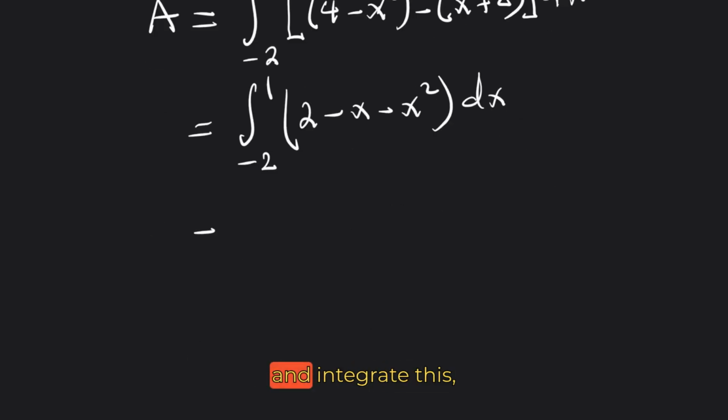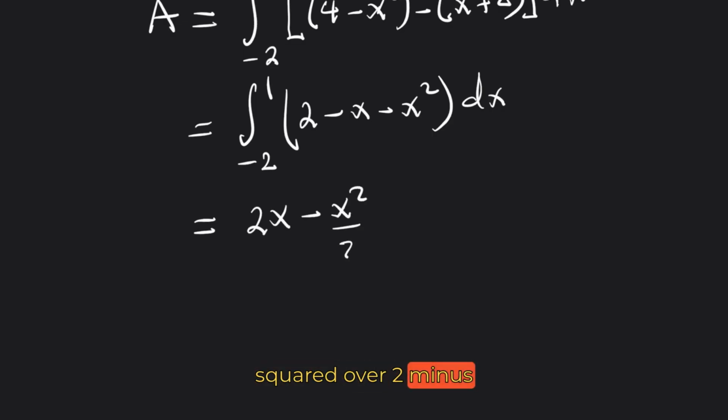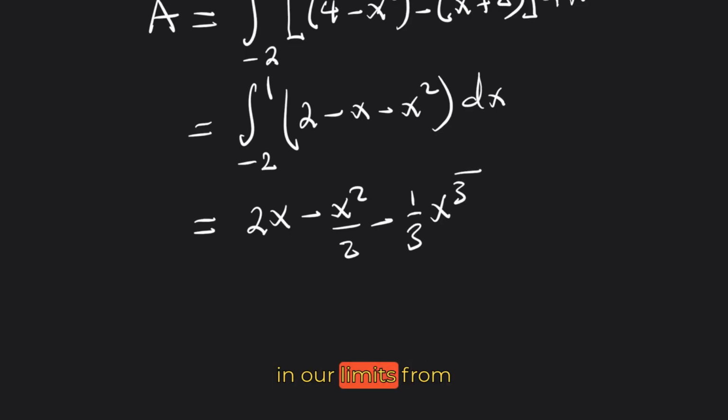Now we can go ahead and integrate this, which gives us 2x minus x squared over 2 minus 1 over 3 x to the power 3. And we put in our limits from negative 2 to 1. At this stage, you can just plug in negative 2, find the answer, and plug in 1 and find the answer, and find the difference, right? So this should give you 9 over 2.